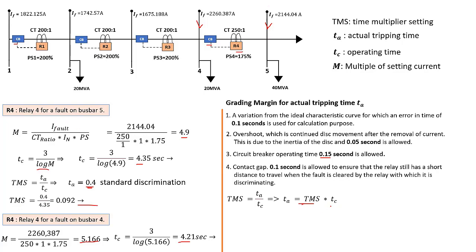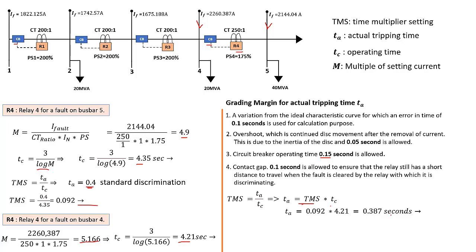So replacing the value, we get a TA that is equal to 0.387 seconds. So you can see that roughly the actual tripping time for the fault on busbar 4 is slightly less than the tripping time for a fault on busbar 5. That is based on the standard discriminations.